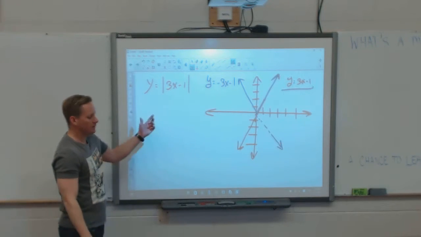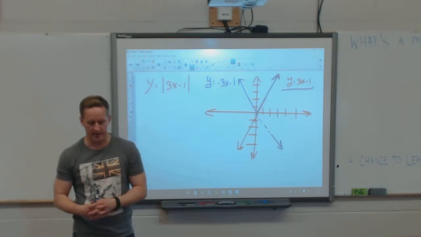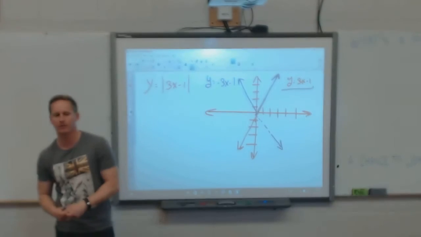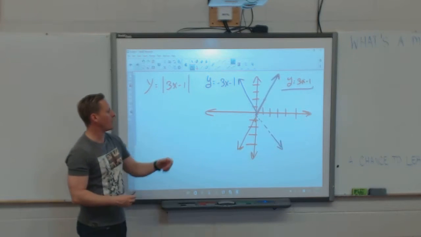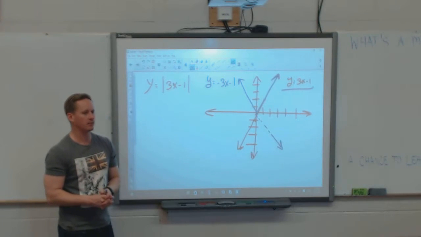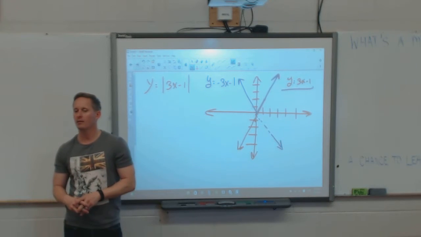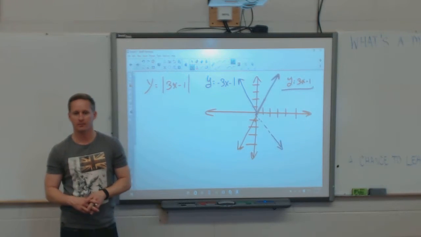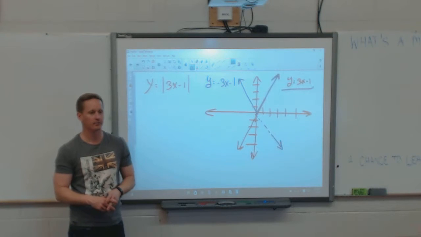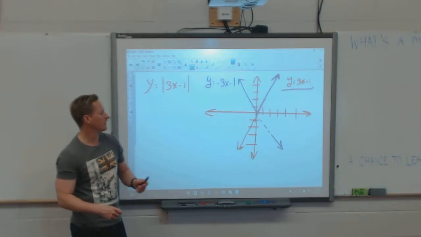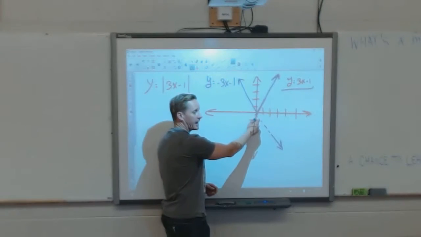Okay, so if you look at page 286, A says determine the y-intercept and the x-intercept. All right, what's the y-intercept of that graph right there? The new graph, the absolute value graph. 1. Okay? It started as -1, right?